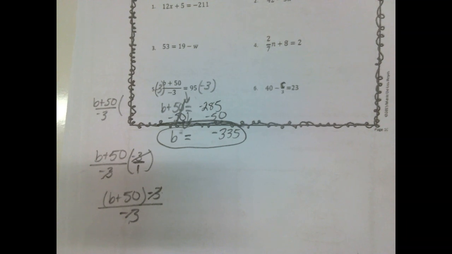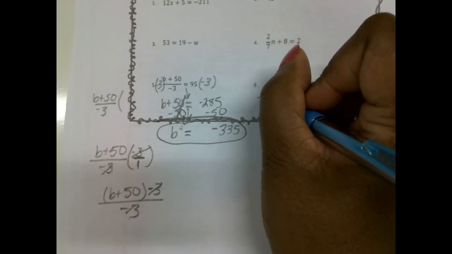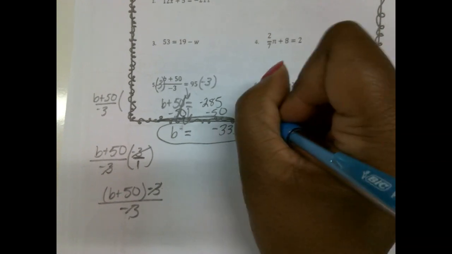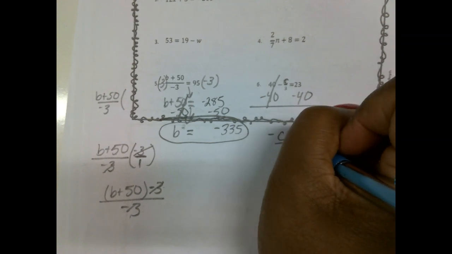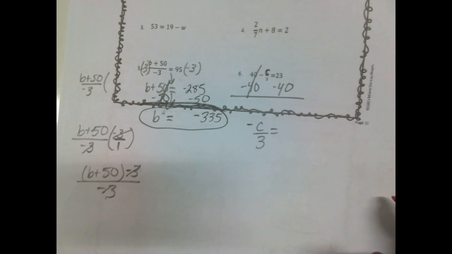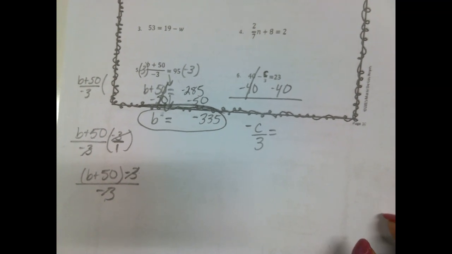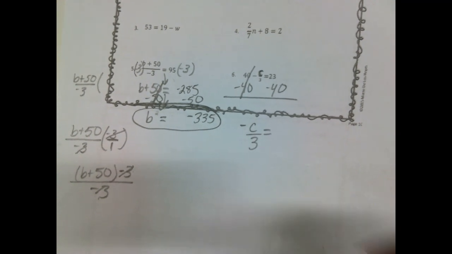All right, so in order to solve for C, we must move what first? What do we move first? Do you know? 40. How do you move that positive 40? Very good. You're going to subtract 40 from both sides. Good job. This is gone, and we're left with negative C over 3 is equal to, what is 23 minus 40? Say it one more time. Negative 17.